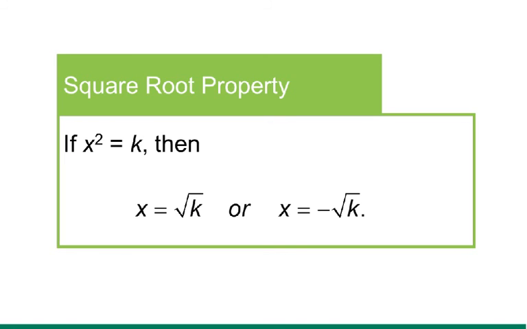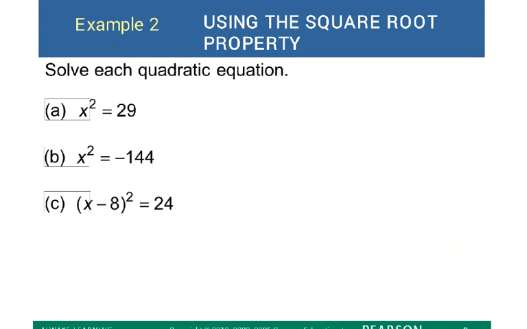Square root property. All this states is if you have x squared equal to some number, your solution is going to end up being one that's the positive square root of that number, and then the negative square root of that number. Okay. Let's use it in an example. Here we go. It says solve each quadratic equation. We're going to be using the square root property in all three of these cases here.